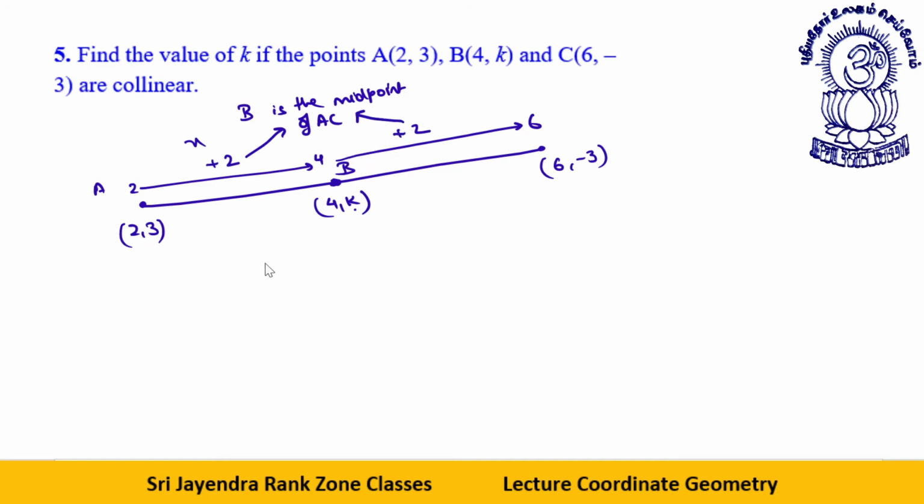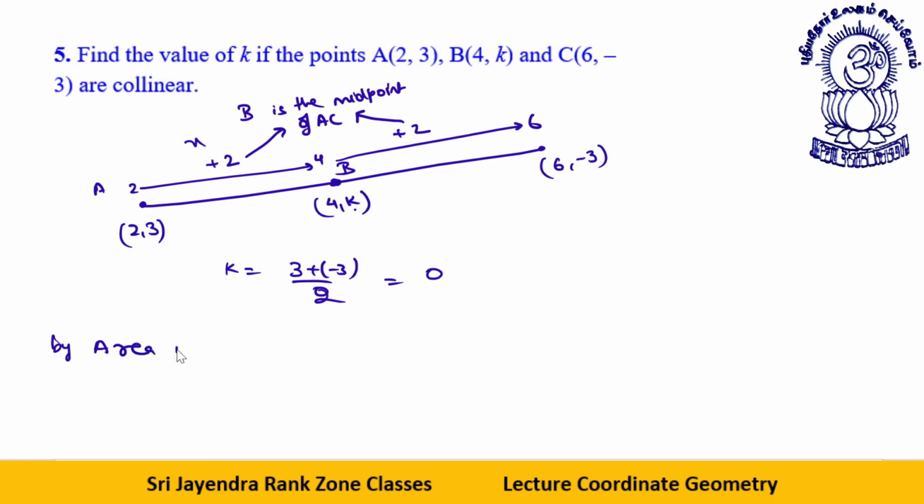So k is actually what? K is the midpoint of the y values. How do we find the midpoint? Just add the two numbers and divide by 2. That is 0. So the value of k is 0. This is your answer. Done. Let's solve it by the conventional method, by the area method.